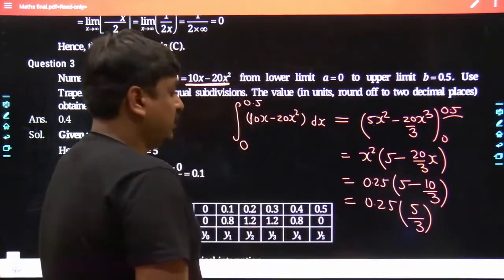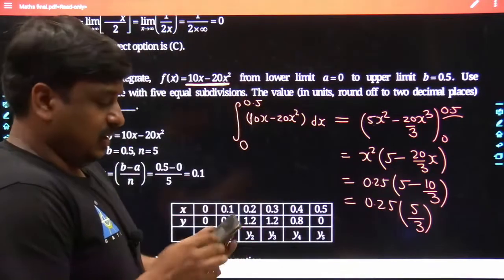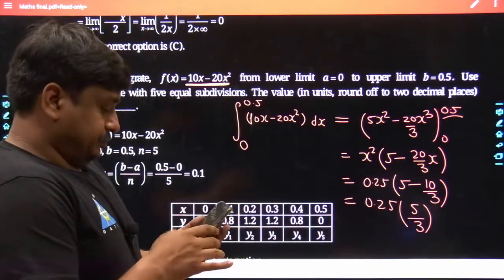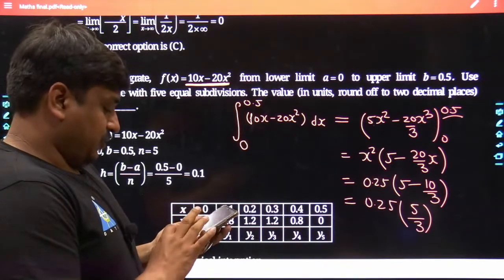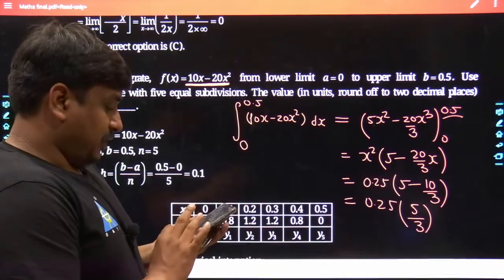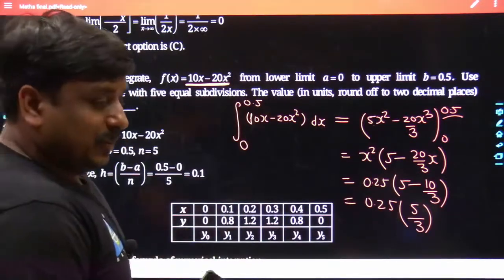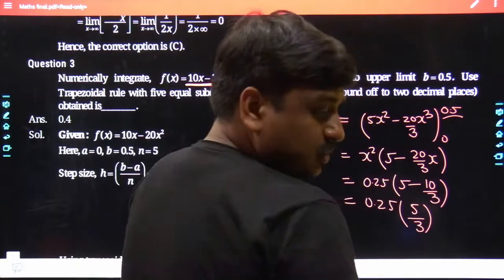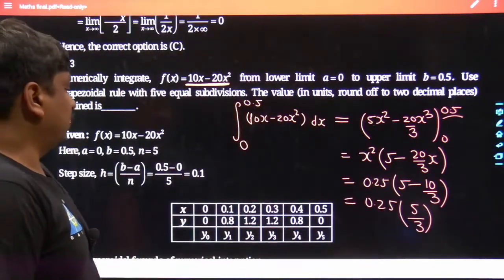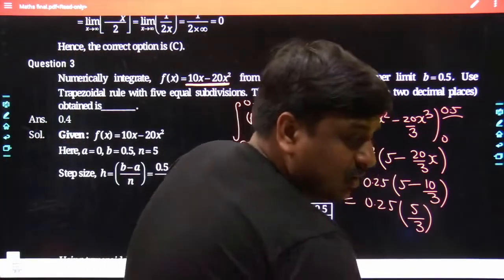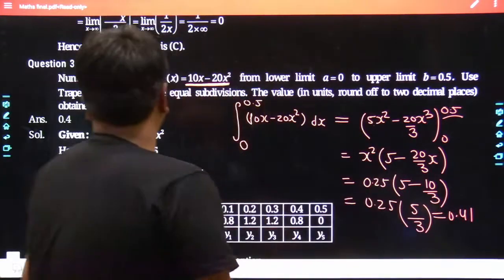How much answer are we getting? Just try to get the answer. The answer we are getting is 0.25 into 5 divided by 3. Tell me, what would be the best answer? How much are we getting for this? 0.41. The study material says the answer is 0.41.